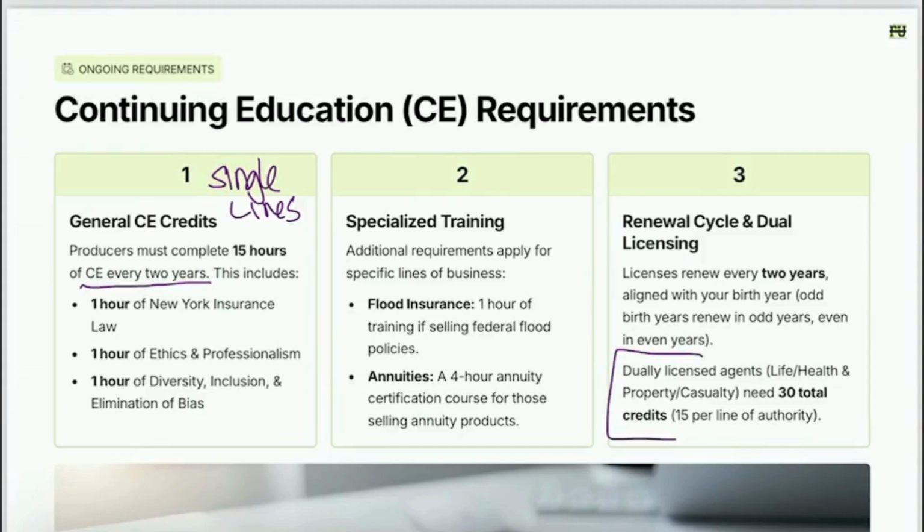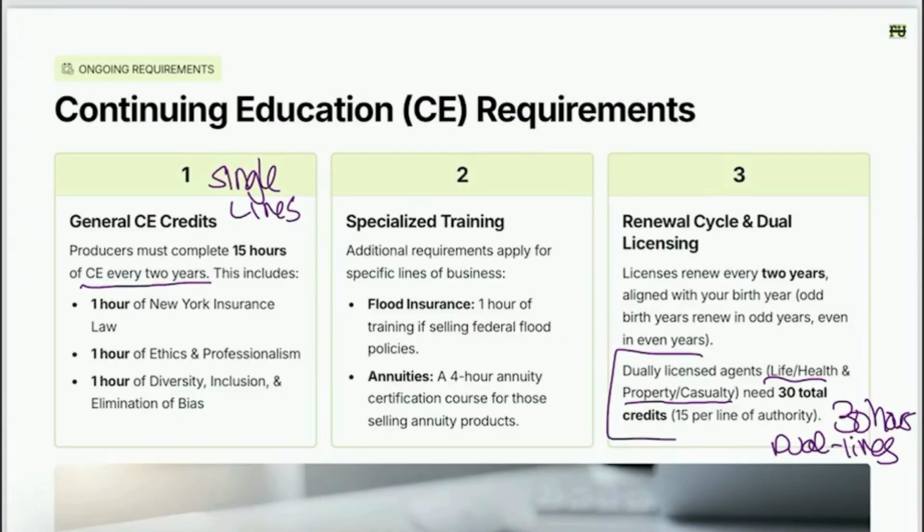A line of authority is like life. Life insurance is a line of authority. Property is a line of authority. Property and casualty is a dual line because it's both property and casualty. Okay, so make sure when you're reading the question that you know if they are asking for a single line or a dual line because that number is going to vary, right?